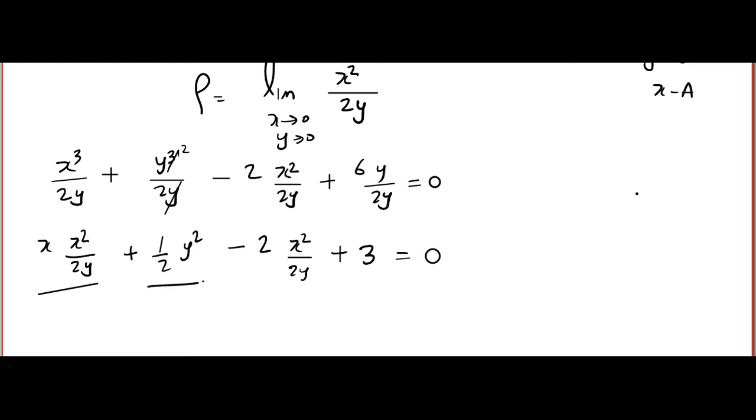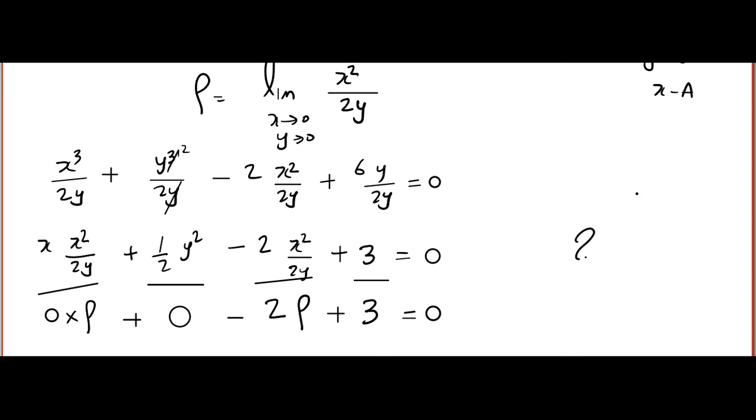Now taking limits on both sides, in your examination you have to show that step, limit, limit, limit. So this becomes 0 into rho, that will be 0, plus 1 by 2 into 0, minus 2 times radius of curvature plus 3 is equal to 0. So I got 2 times radius of curvature equal to 3, so radius of curvature equal to 3 by 2.